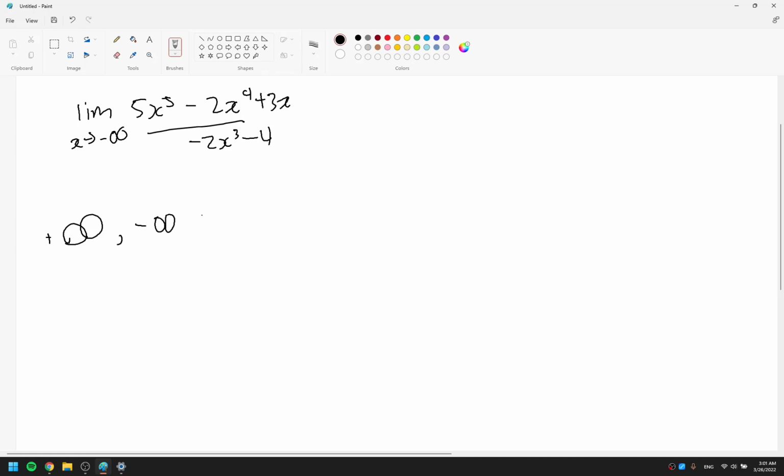So if you plug in a big negative number like negative 100, the numerator is going to be negative since it's an odd degree. And the denominator, since this is an odd degree, if you plug in a negative number, it's still going to be negative, but we multiply this by a negative coefficient in the front, so it's actually going to be positive. So the sign test tells us that it's going to be negative infinity.